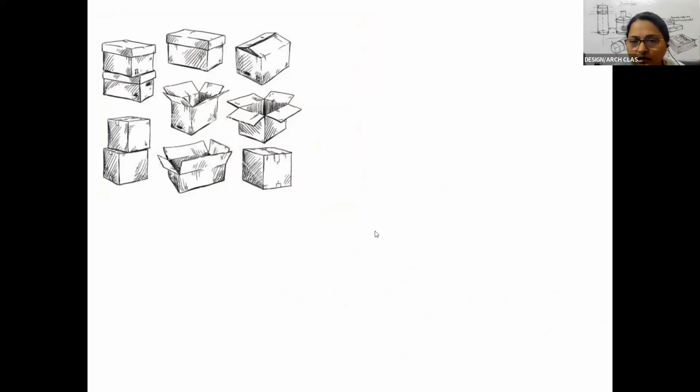See, this is the carton. Again, this is a various angle kind of thing. How you are drawing the different views of a carton box or maybe a shoe box kind of thing.